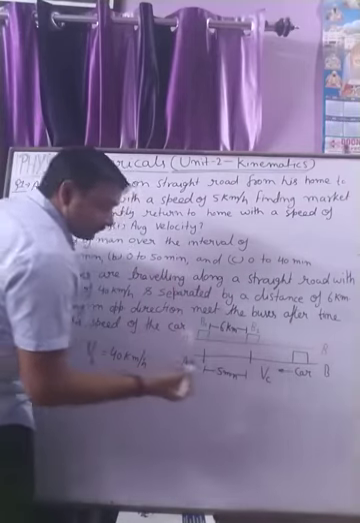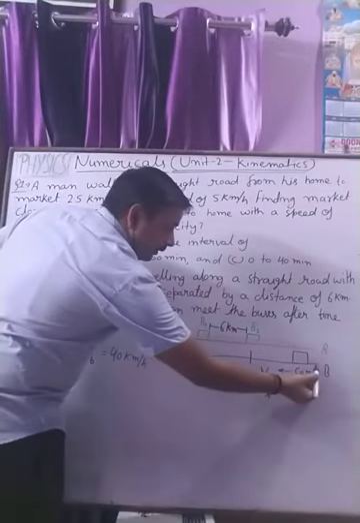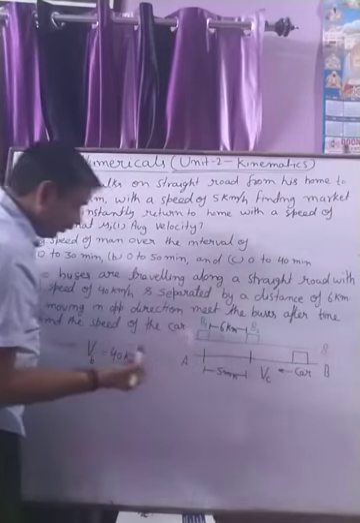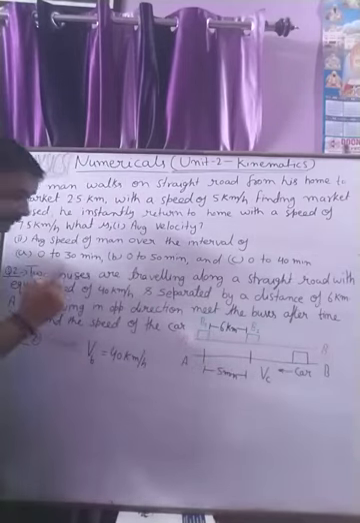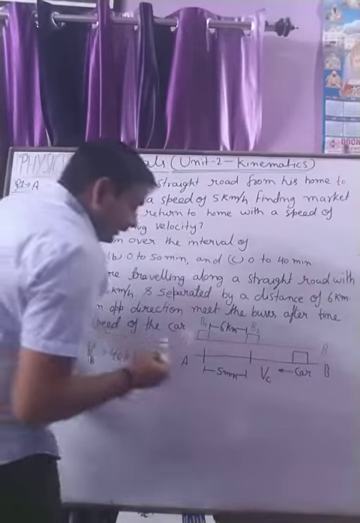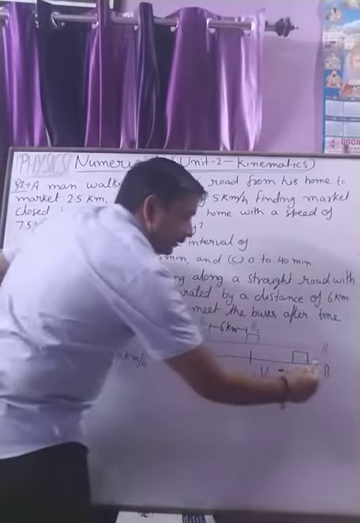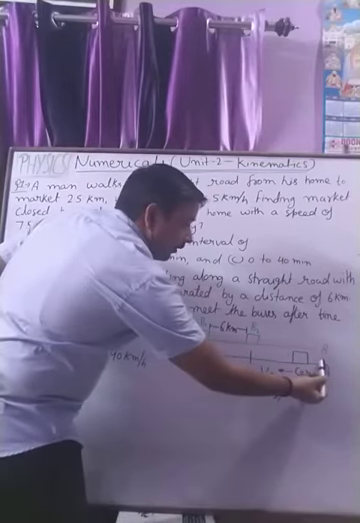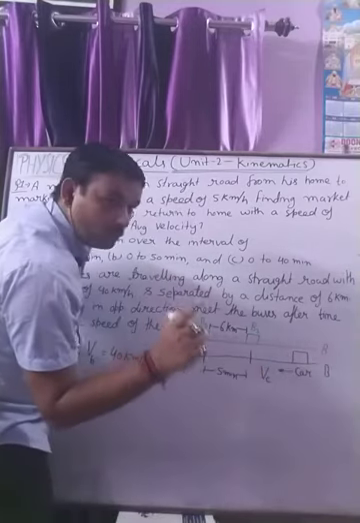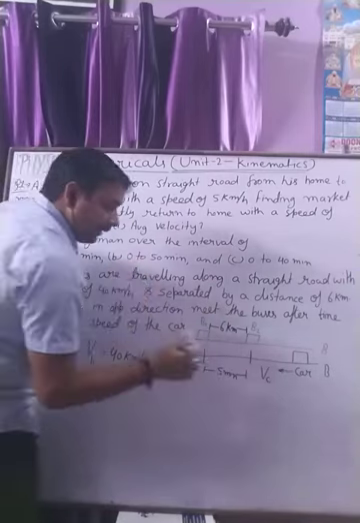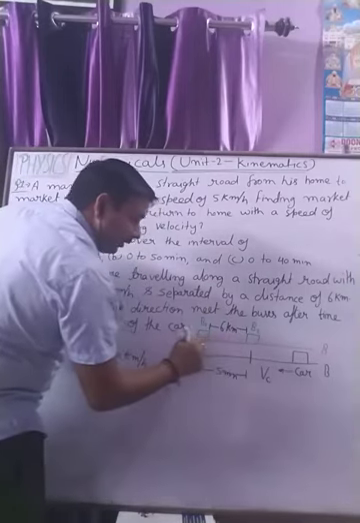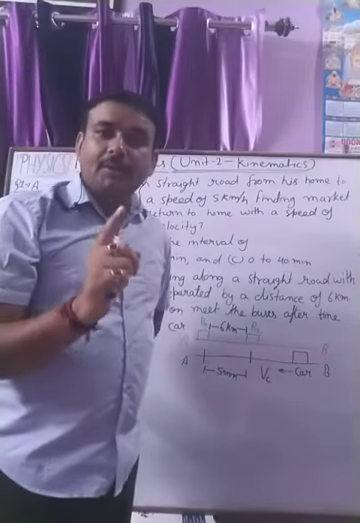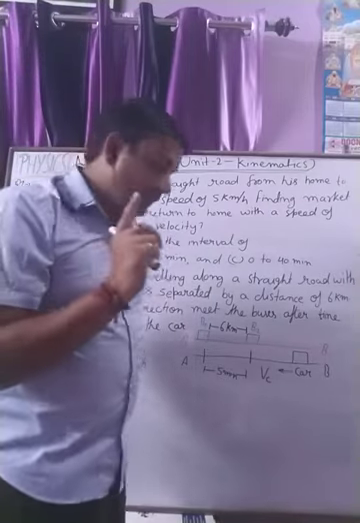Look, first, both buses are moving with the speed of 40 km per hour. It is given to us. Second, the car is moving in the opposite direction of both the buses, and the separation distance between the two buses is 6 km. It is clear, the distance between the two buses is 6 km.